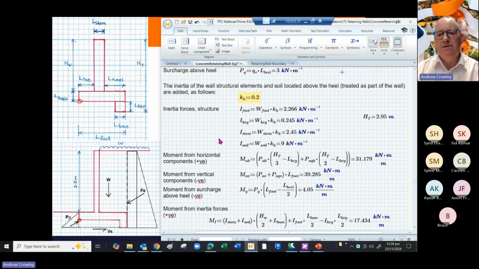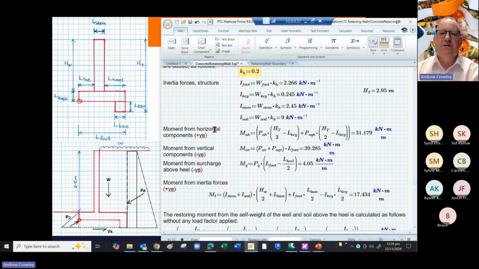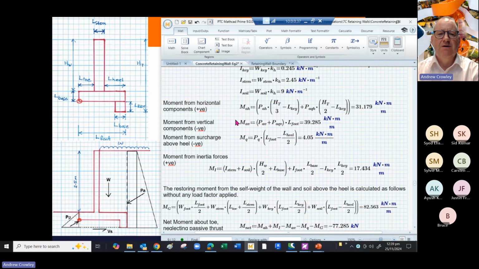What we need to do then, because it's the dynamic load, is work out the inertia of these wall structural elements located behind the heel. So the lump of earth behind the heel is treated as part of the wall, and they're added as follows. The inertia from the foot works out as 2.2, and then from the key and the stem and the soil and so on. From that, you have the moment from the horizontal components.